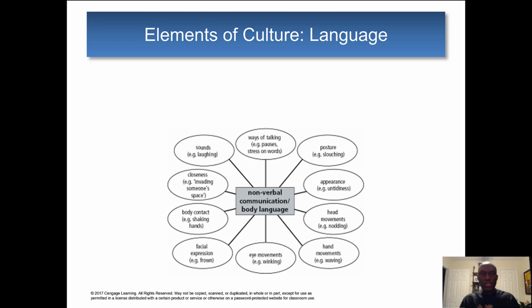Do you kiss cheek to cheek? Do you rub noses? Do you embrace? There are all these different greetings. Or do you bow? As I said before, how do you bow? Do you just nod your head? Do you go 45 degrees or 90 degrees? How do you greet the other person?